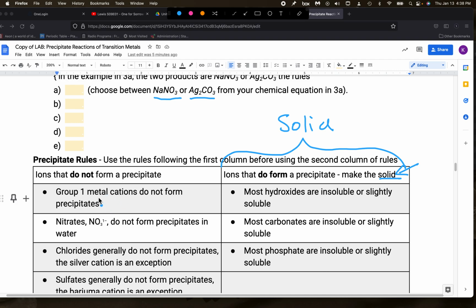So anything that has a nitrate, for example, can't be the answer because it doesn't form a solid. Anything that has a carbonate, sorry, I'm just telling you the answer. Anything that has a carbonate would have to be the answer because this is the side that makes the solids.